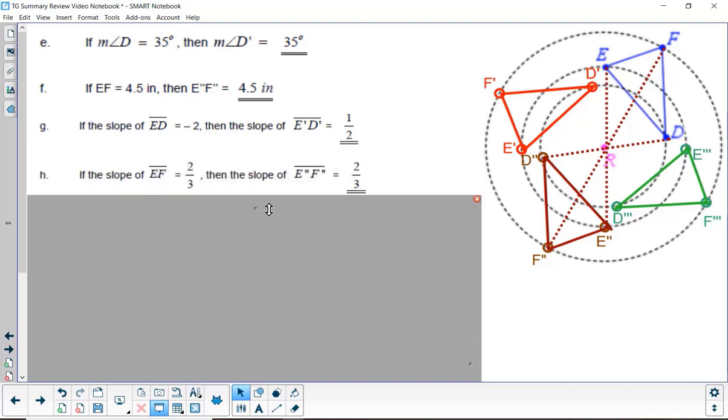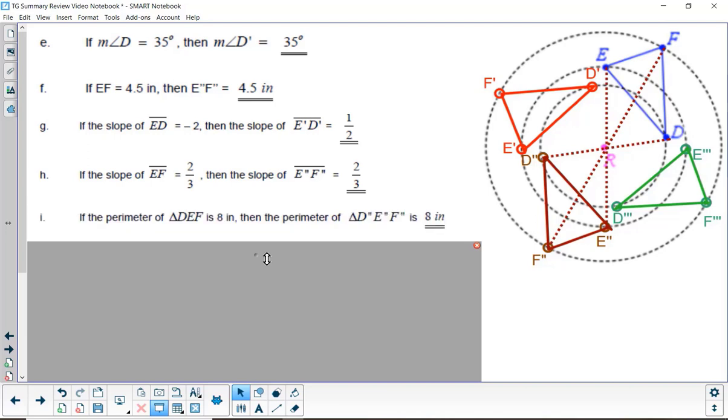In H, if the slope of the original was 2/3 and we went 180 degrees to E double prime F double prime, they are going to be parallel, as you can see. So 2/3, the same slope. I, perimeters are all going to be equal. This is an isometry.